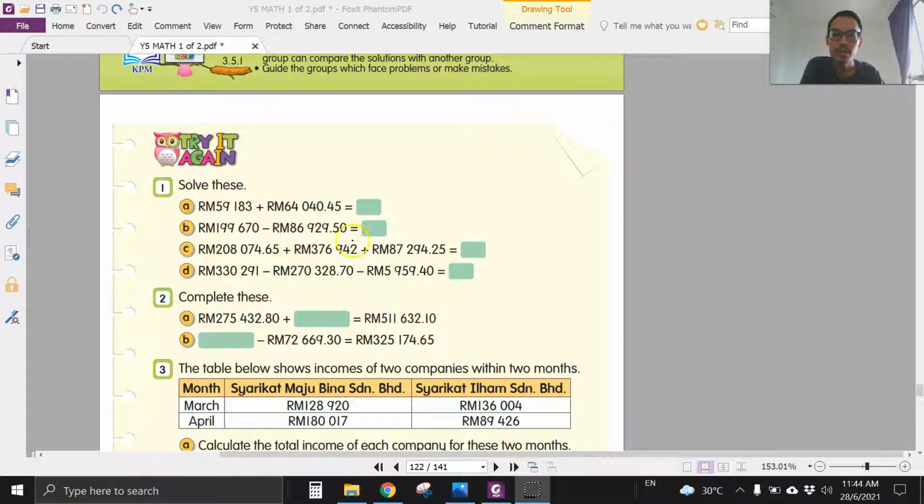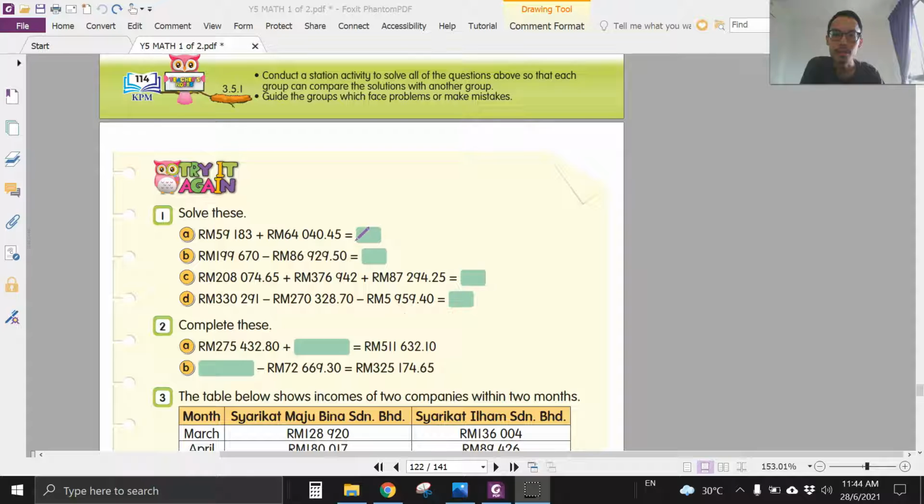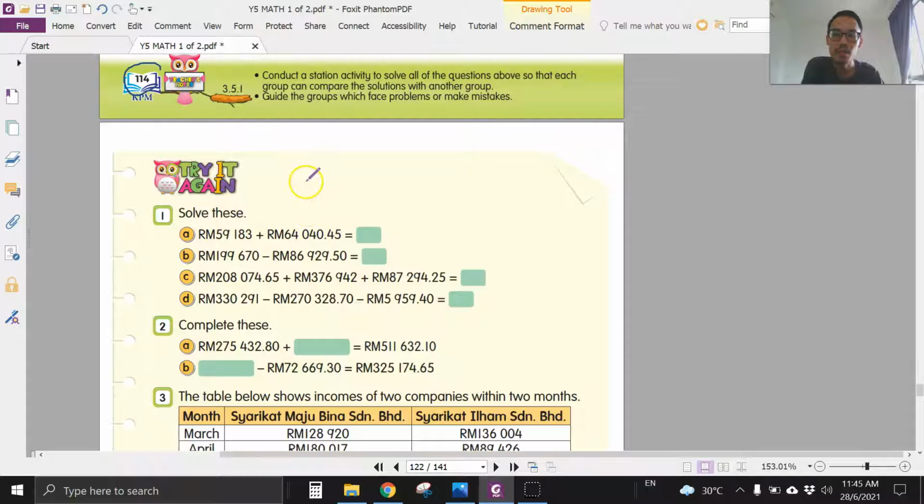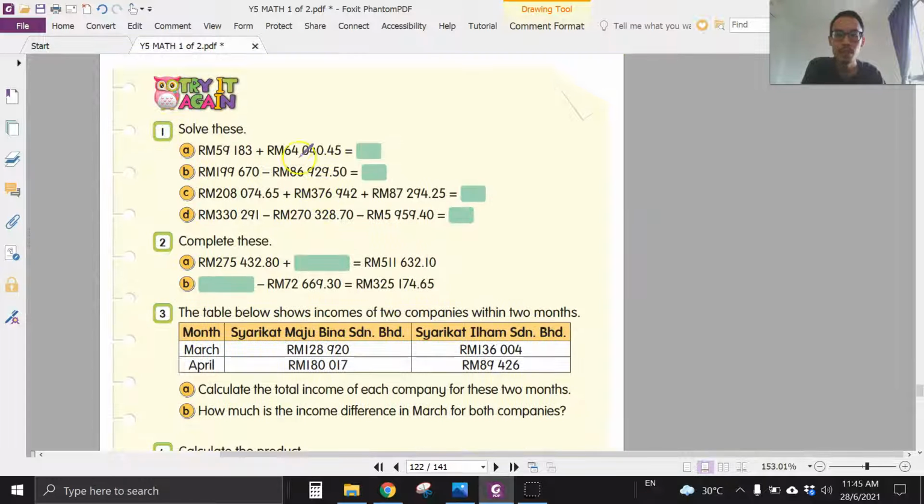Okay, I want to discuss the homework that you did last week, so please check your answers. This is on page 115. Okay, let's look at 1A first. This one I'll give you the answer straight away, so it doesn't take up too much time. You just check your answer. This one you should get 123,223 ringgit and 45 cents.